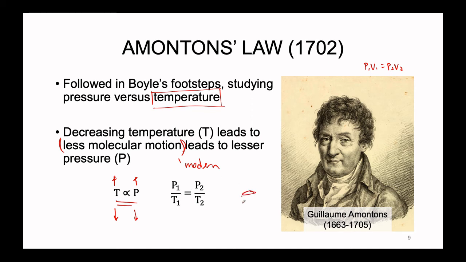So if we have a container, it's just sitting at room temperature, it's going to have a certain pressure, we'll call that pressure 1 at temperature 1. If you add a little flame underneath or something to increase the temperature to T2, we're also going to see an increase in the pressure to P2.